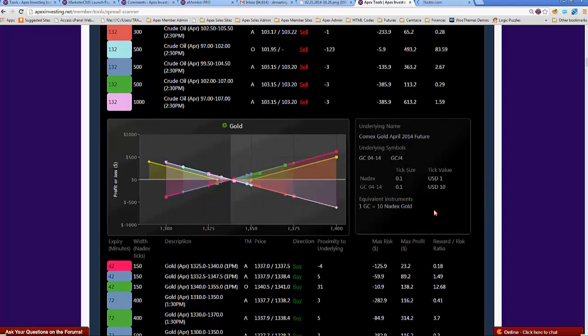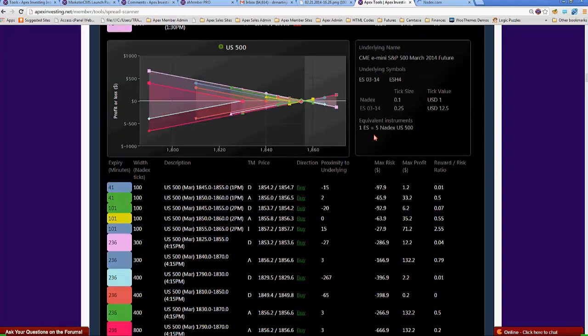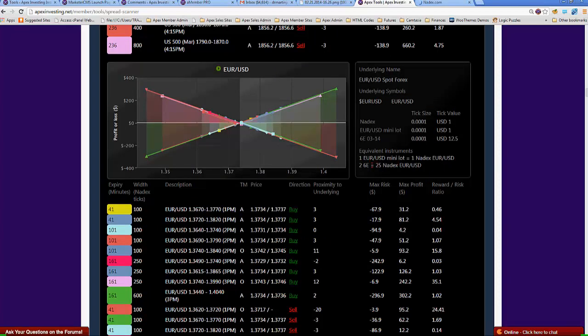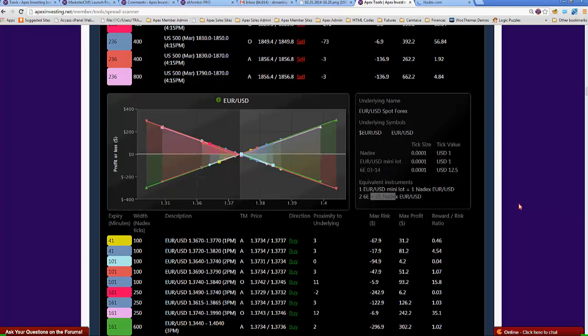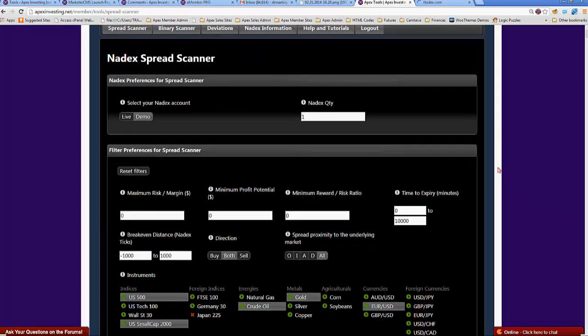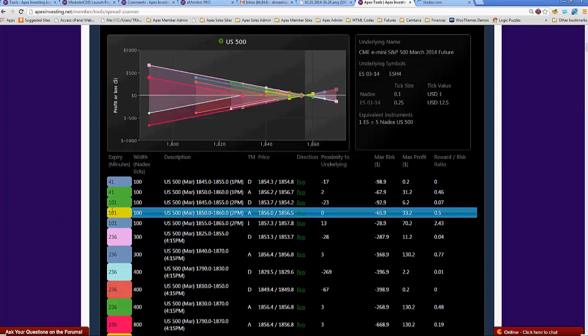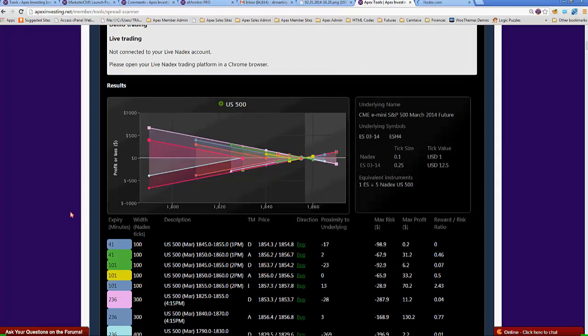And so say I'm looking at euro dollar. So here's live spreads, and I always hit reset filters at the beginning. It's your reset filters, okay? And I go, do I want to buy or do I want to sell euro dollar? And I don't have a euro dollar chart open at the moment, but if I did, I could tell you. Let's see here. We got euro dollar.